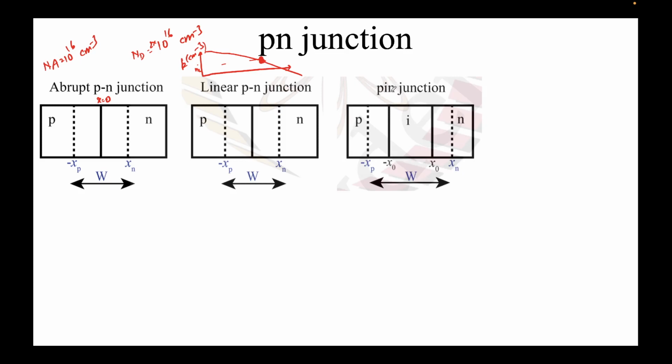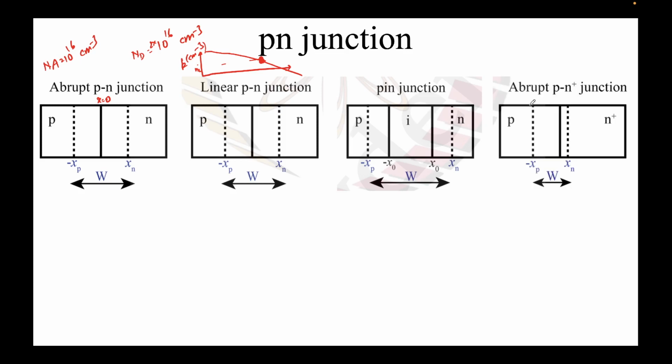The other flavor is the pin junction. That is p, I stands for intrinsic, and n type. So you see the intrinsic region is sandwiched between, so there are two junctions here, pi and then in. Finally, we have an extreme case of abrupt p-n junction, that is the abrupt p-n plus junction. This means we are doping the n region very high. This plus denotes that doping is very high. So let's say the doping here is 10 to the power 16. Here it's, let's say, 10 to the power 18. So 2 orders of difference. That's a very large difference. That's why n plus denotes that.